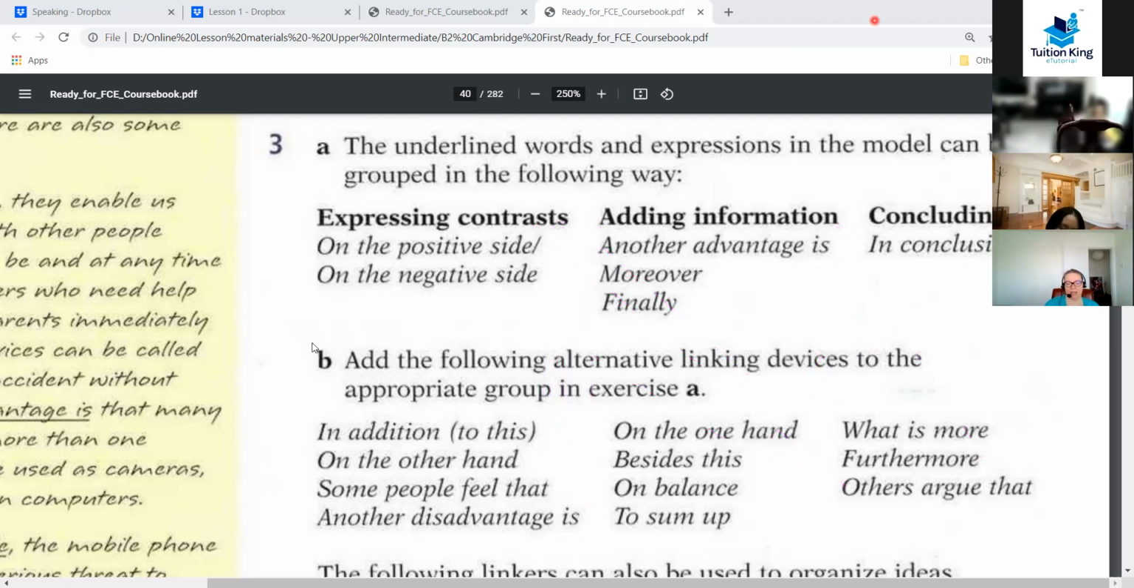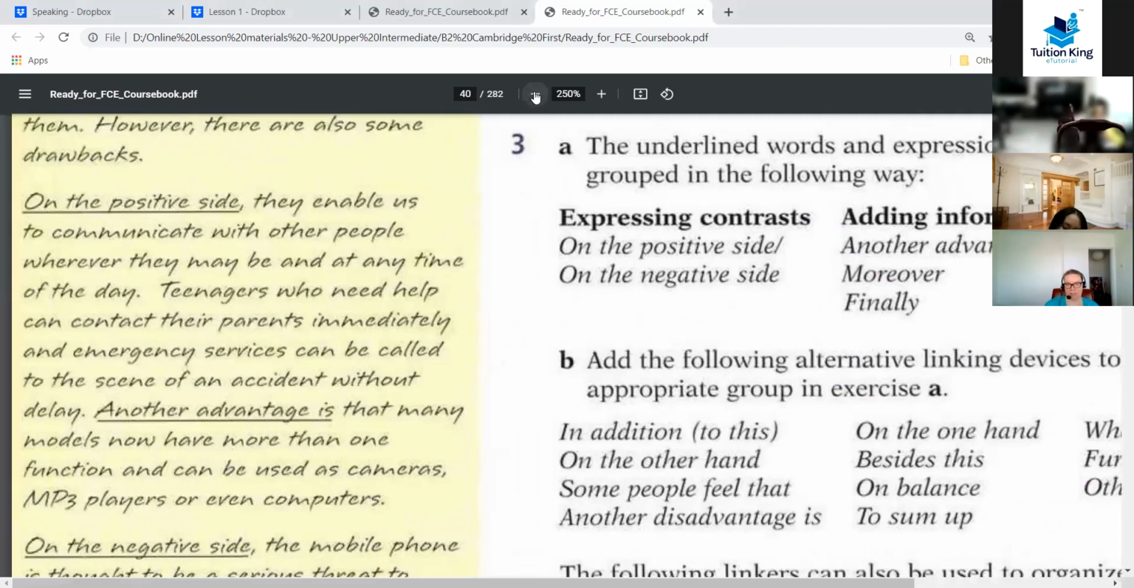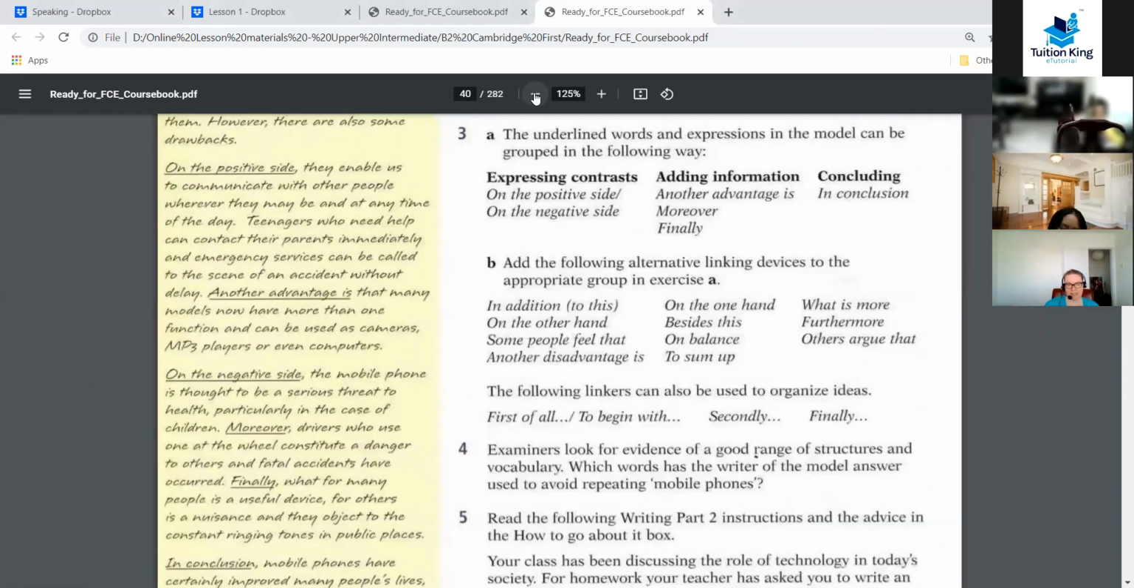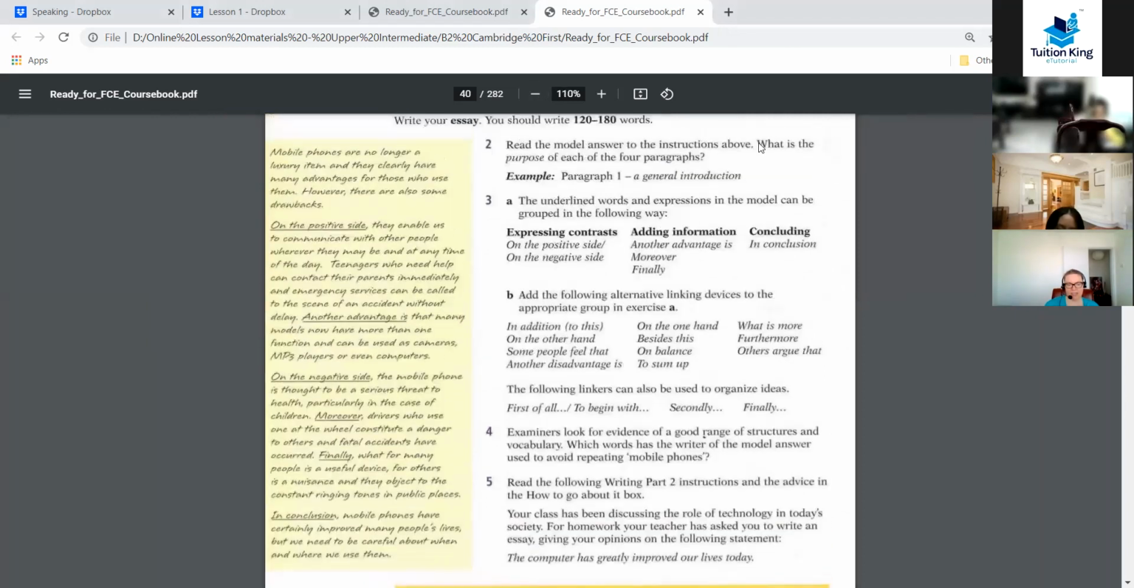So as I was saying, it's really important that you learn these linkers, because if you can remember when we looked at this, let me just make it smaller. When we looked at this example of an essay, you can see that it has linkers, okay? And these are really, really important. Here is another linker, the word however. Does anyone know what however does? Does it express contrast? Does it add information or does it conclude? Expressing contrast. It does indeed. Very good. Well done.